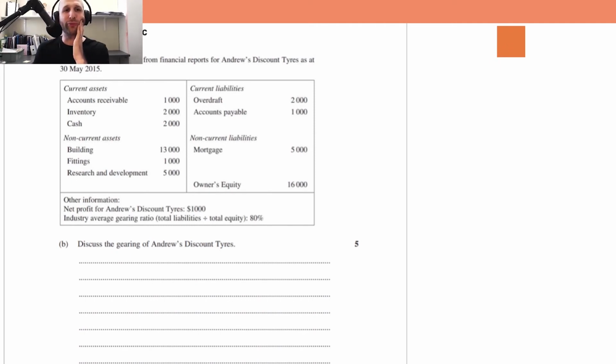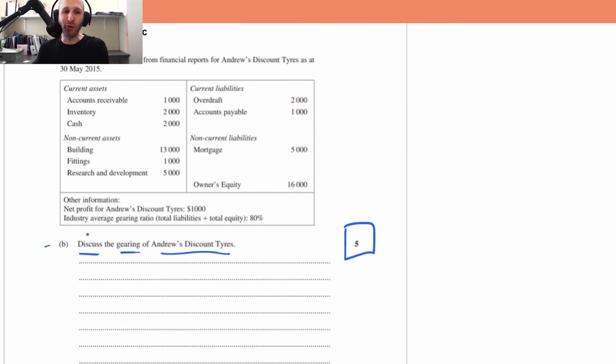So this is from the 2015 Business Studies HSC, and all of the sources, the links for these exams, will be in the description. So this is an 8-mark question. You can see here the second part, part B, is worth 5 marks. The question says, discuss the gearing of Andrew's Discount Tires. So a lot of things in a short question.